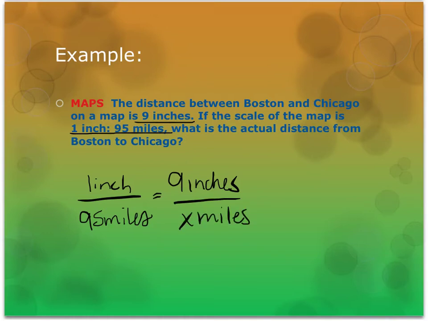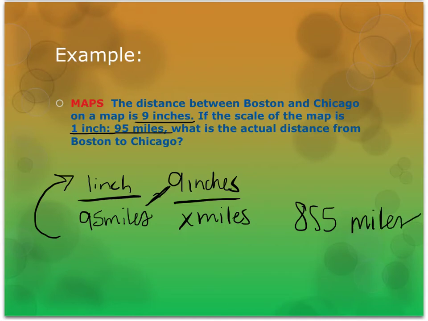And now we have a proportion set up and we can use cross products. 9 times 95 divided by 1 will give us a total of approximately 855 miles.